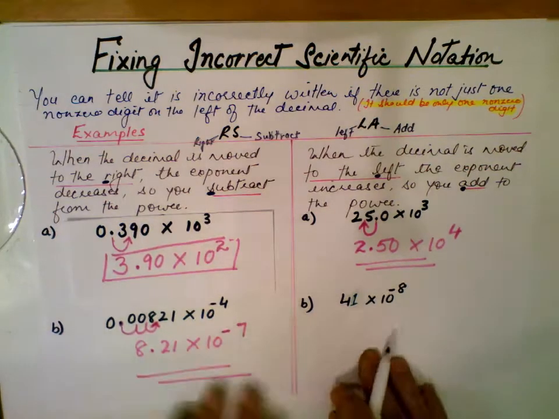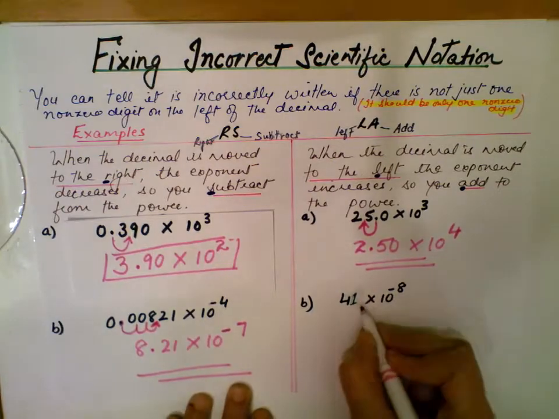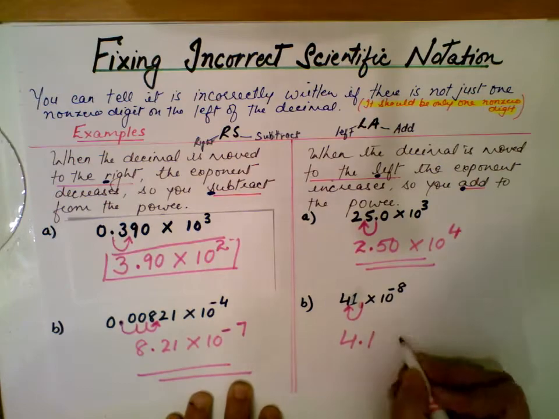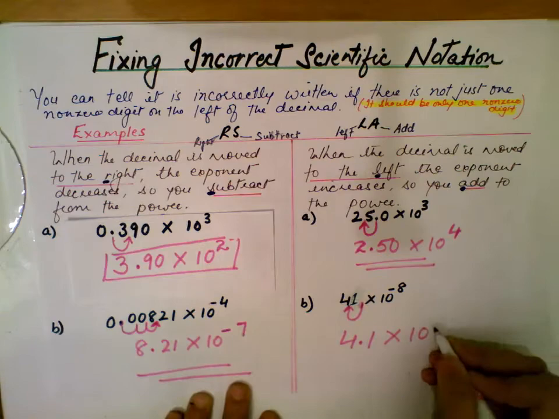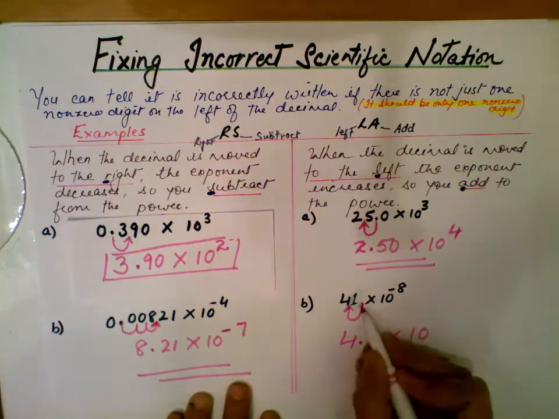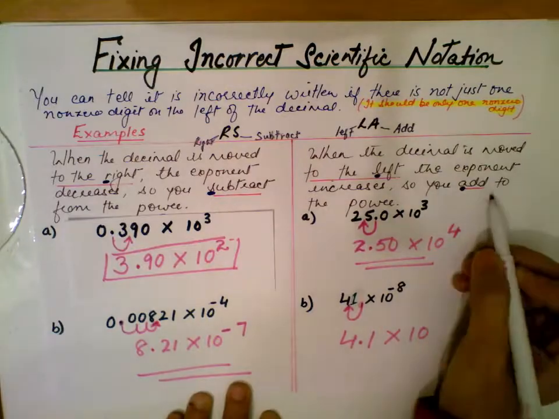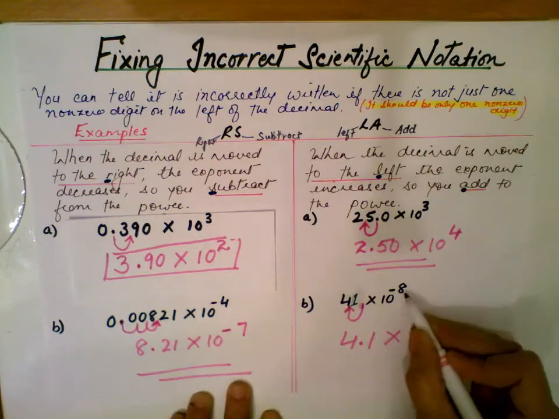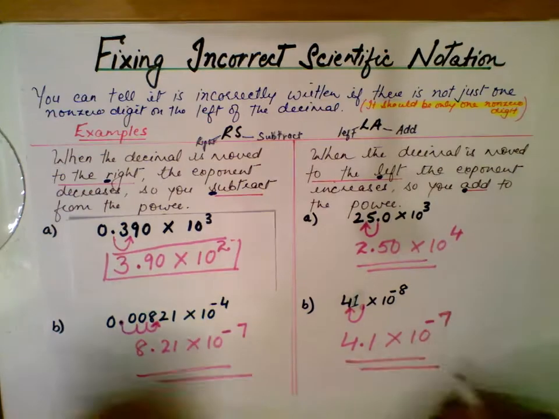Okay. Now let's look at this one. When you don't see any decimal, you're assuming that it is here, and you're going to move one place. When you move the decimal, you get 1 point times 10, but what will be my exponent? Since you moved the decimal to the left, the exponent increases and you add to the power. Because it is -8, and then +1, you're going to get -7. Okay guys?